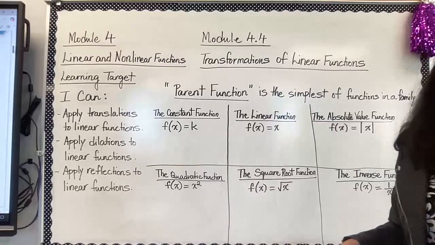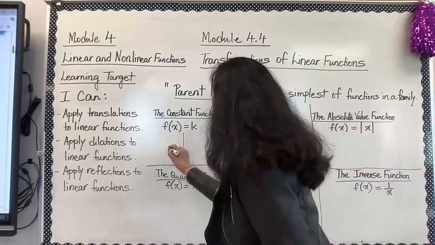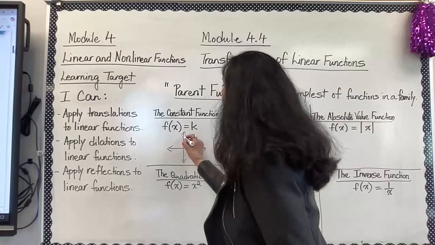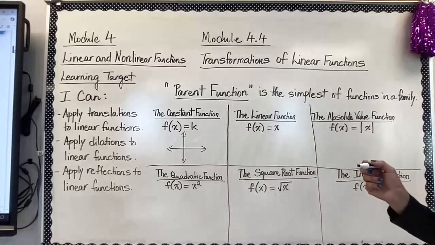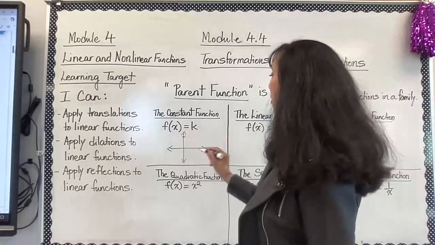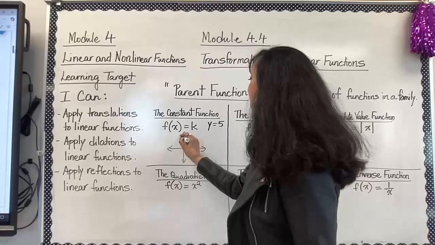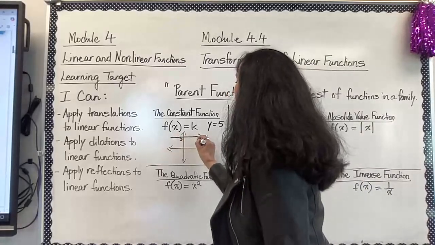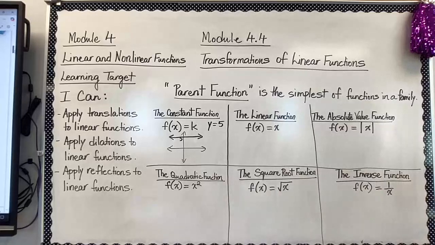In this graph, I am just going to have a horizontal line. If this is my graph over here, my x and y, and let's say that y is equal to 5, and this is 5 over here, this function is going to be like this. All right, so this is the line. That is my constant function.